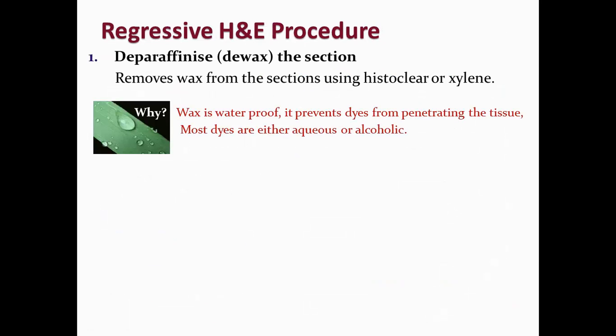So let's have a look at the procedure in depth. This is a regressive H&E stain. It's the number one stain performed in industry. The very first step we need to do is deparaffinize or de-wax the section. This removes the wax from the sections using HistoClear or xylene.